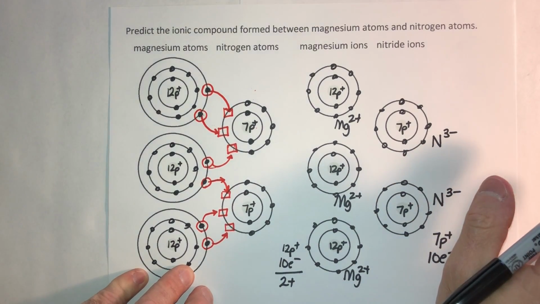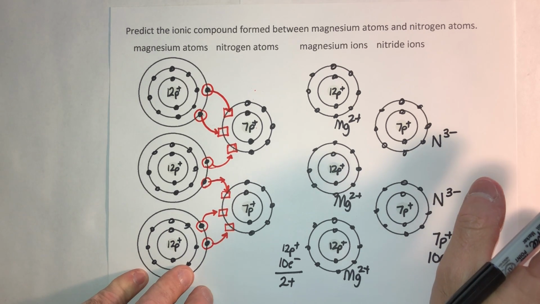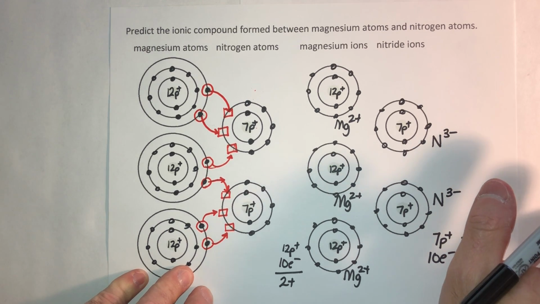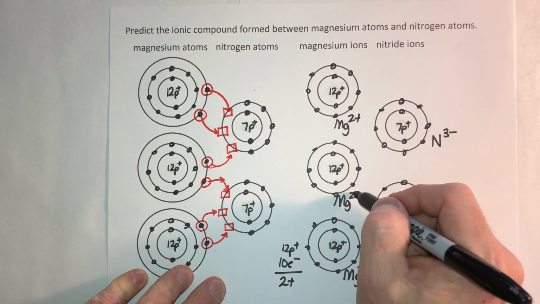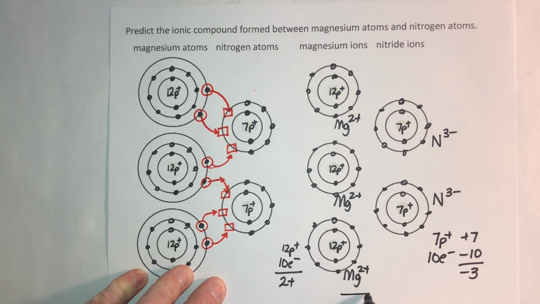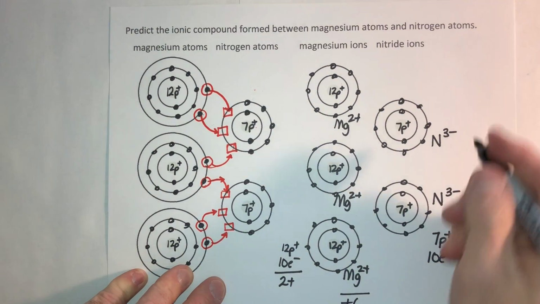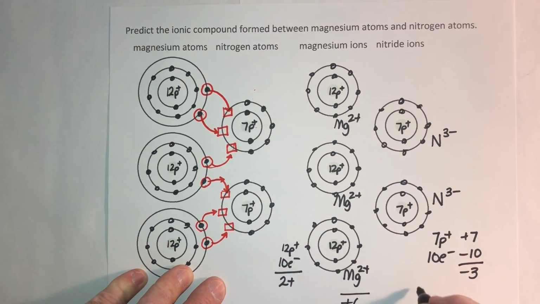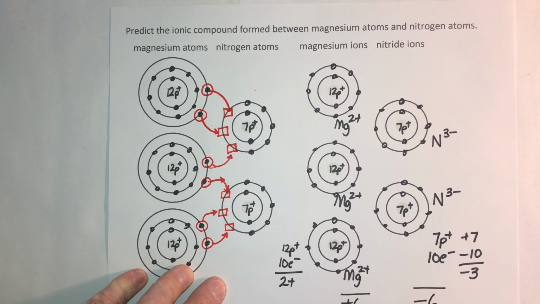Now I'm feeling happy because the total amount of positive charges should match the total amount of negative charges. I've got 2 plus and 2 plus and 2 plus. I got a total of 6 positives. If I look at my negatives, I've got a 3 minus and a 3 minus. I got a total of minus 6. Total positives and total negatives match.